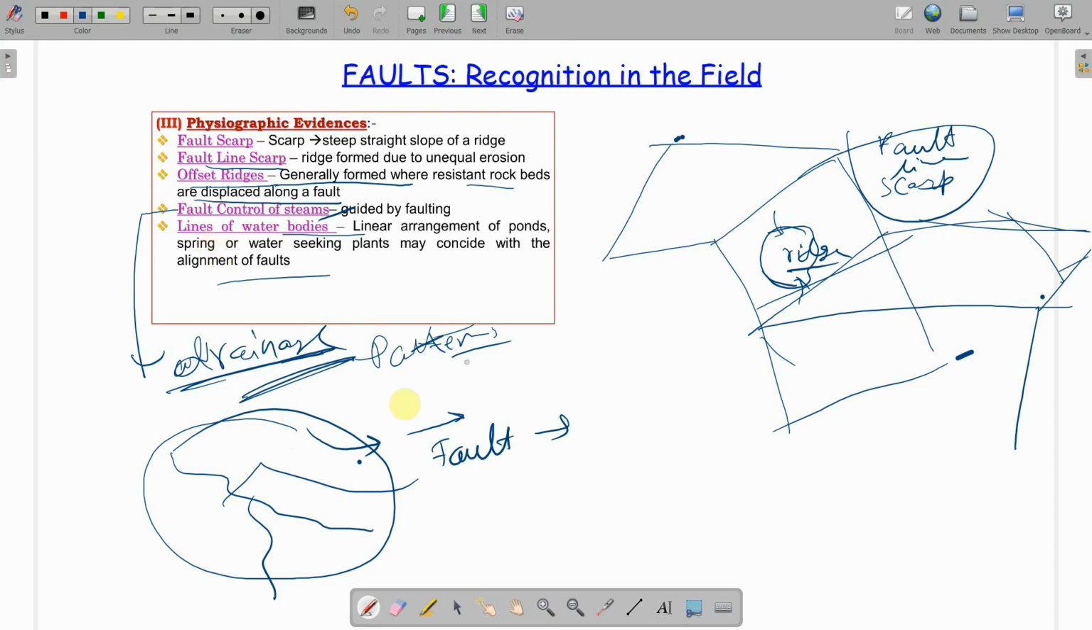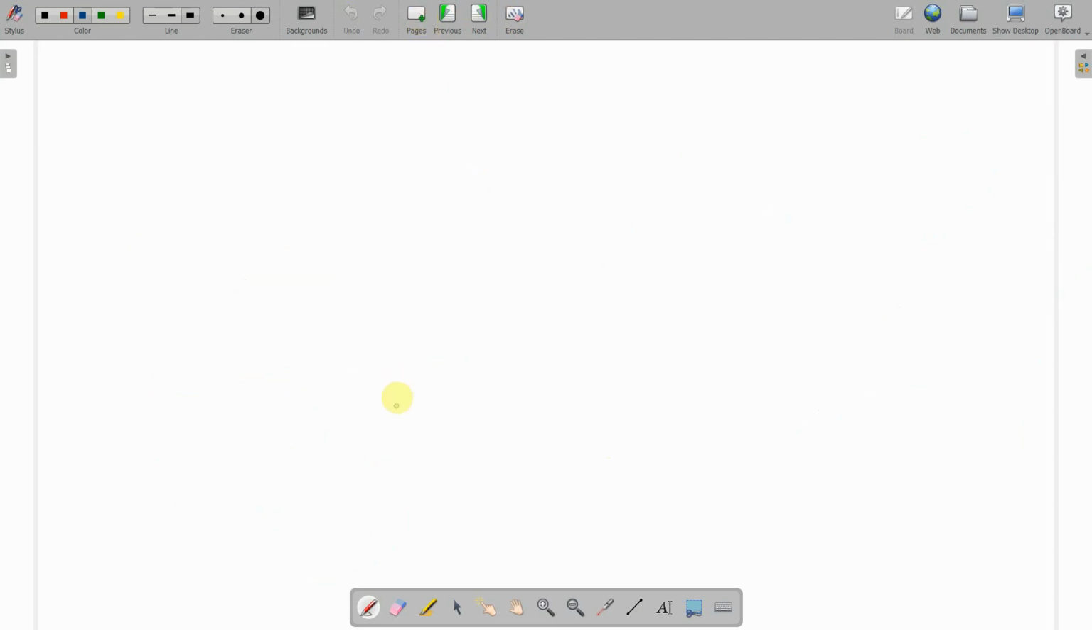So why are these faults and folds very important? Up to this is your fault recognition in the field part. Now why should you read about this? As a mining geologist, it has huge implications, like the several mineral deposits you will find in between two blocks of a fault, or in a faulted area. As a civil engineering student or as a civil engineer, what will you be looking after?